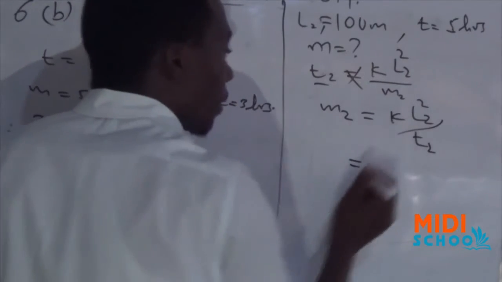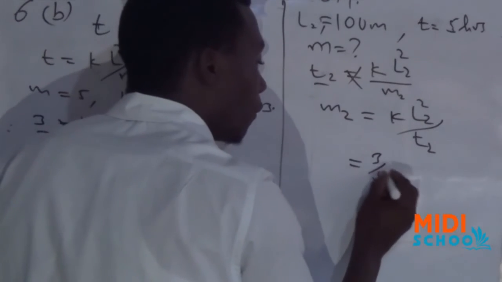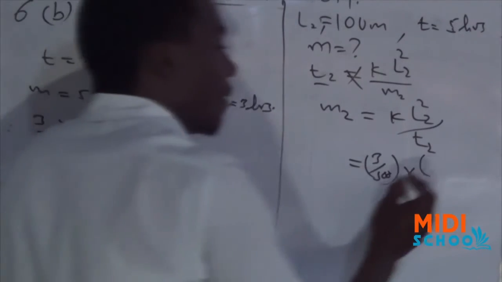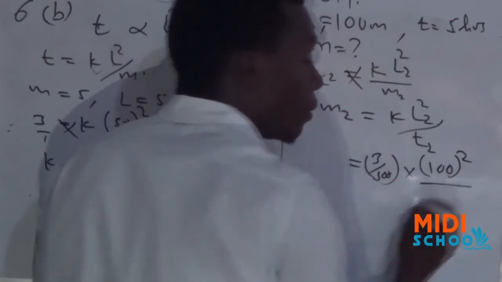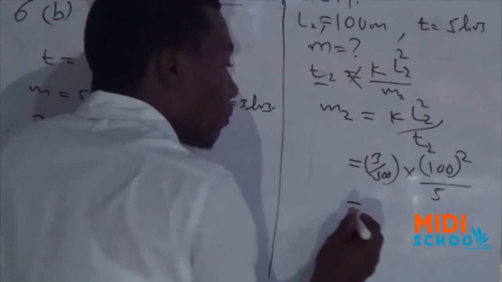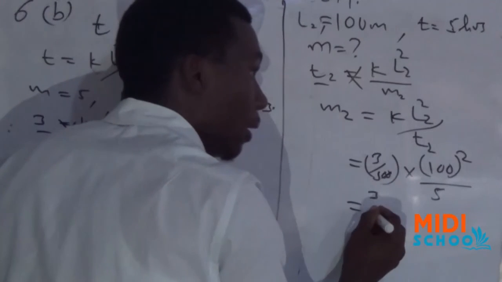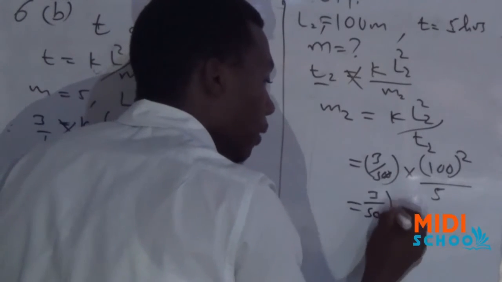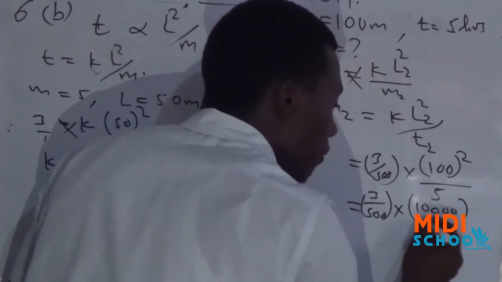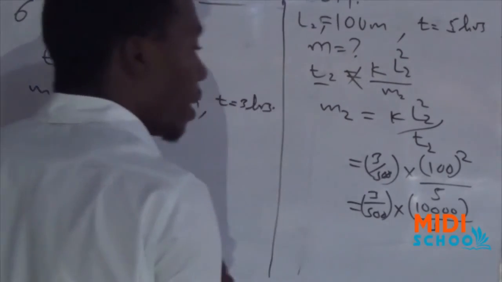Which is equal to K. Since we know the value of K obtained earlier is 3 out of 500, times L, where L is given as 100, so 100 squared, divided by the time, which we were given as 5 hours. So here we have 3 out of 500 times 10,000 divided by 5.